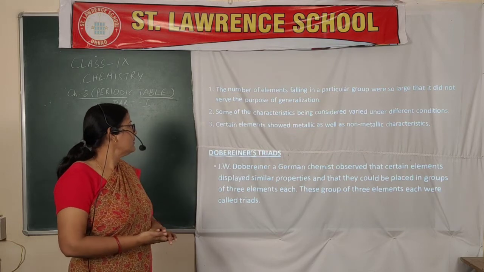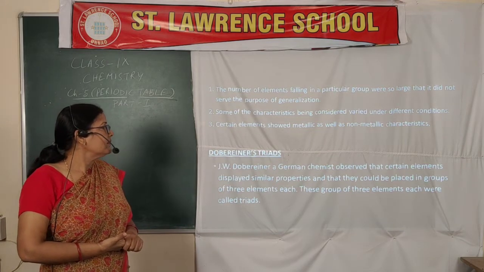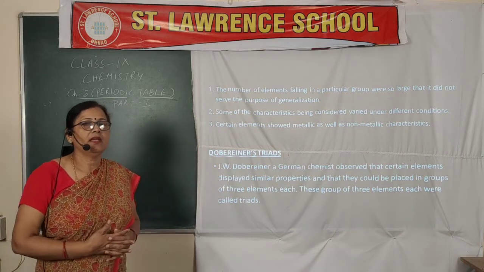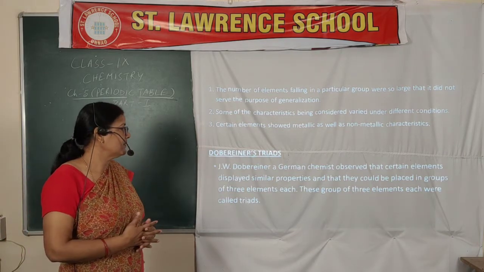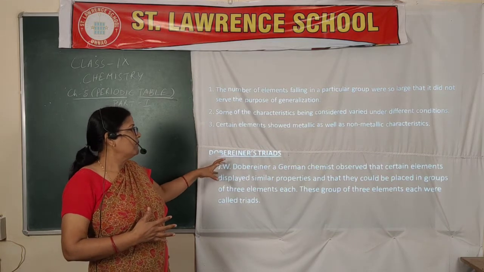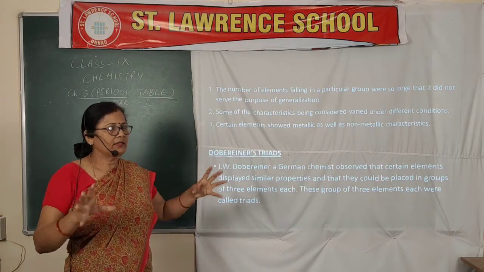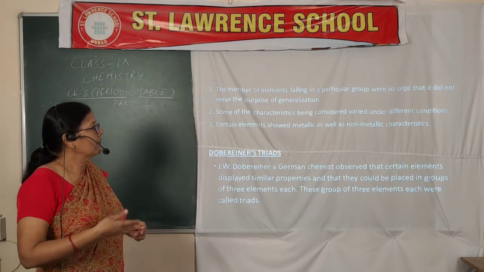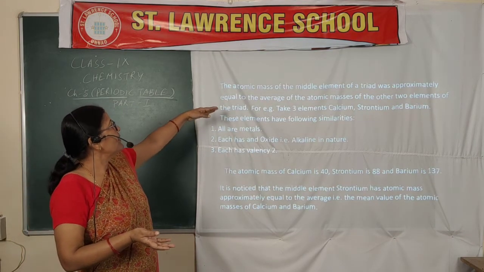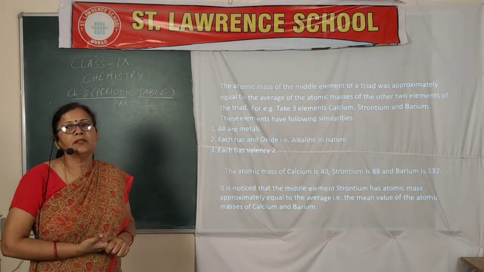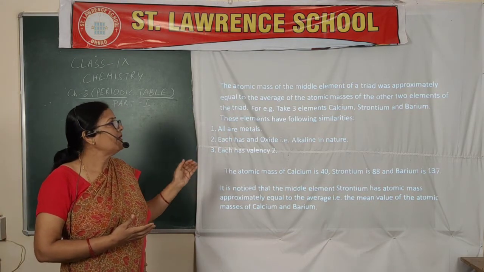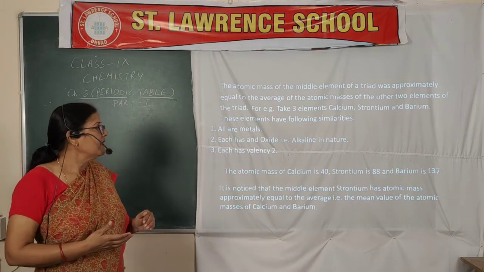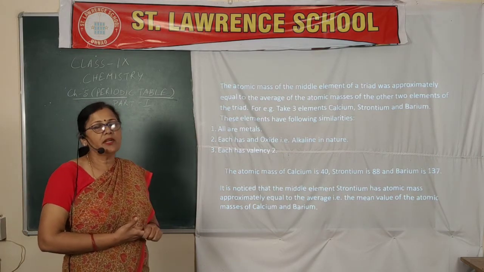Then the German scientist J.W. Dobereiner took three elements and developed the triad method. That means he considered the properties of three elements, and he took the average of the atomic masses of the first and the third element, and he got the atomic mass of the middle element.